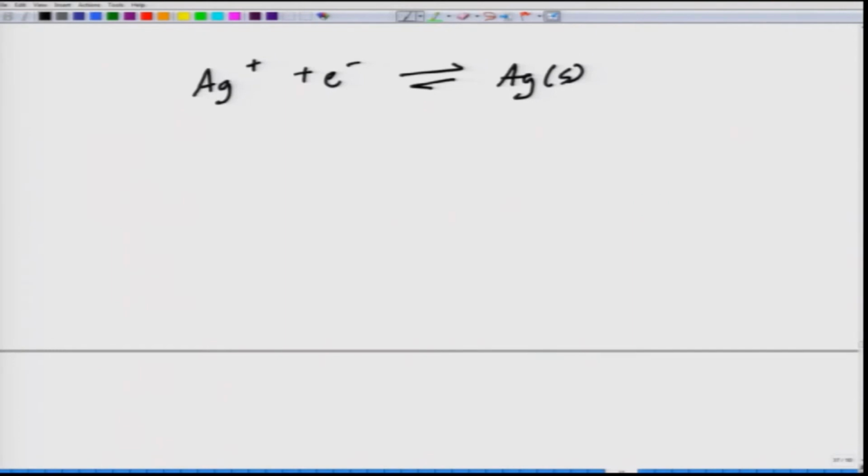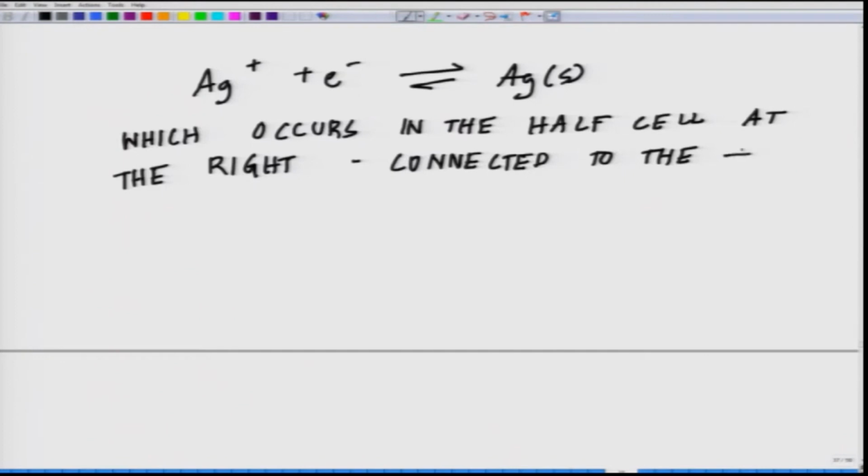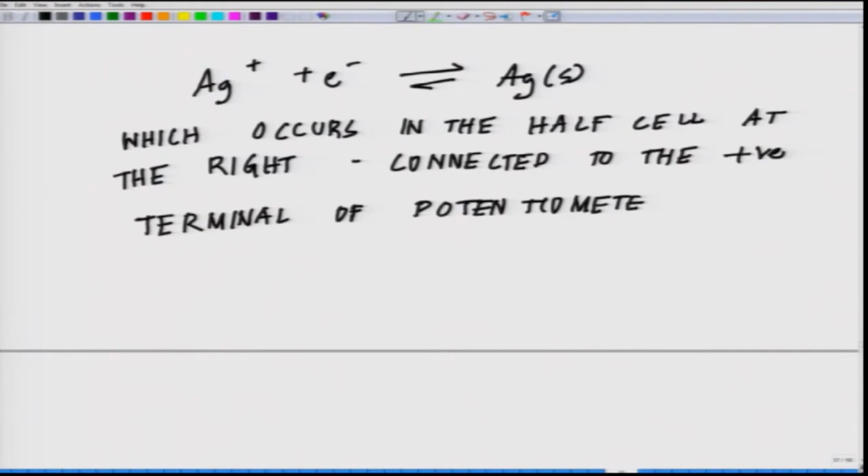The half reaction of interest occurs in the half cell at the right, and remember it is connected to the positive terminal of the potentiometer.